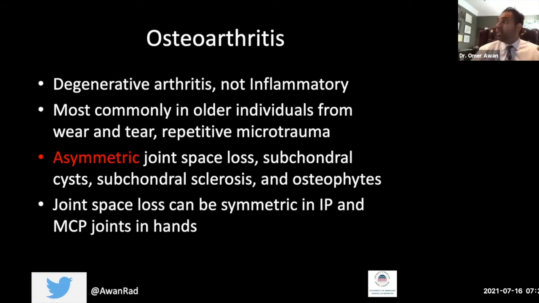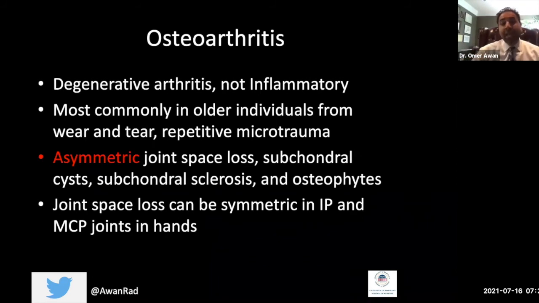So for example, in the knee, typically the medial femorotibial compartment is involved more than the lateral femorotibial or the patellofemoral compartment. But obviously, I'm sure you guys have all seen x-rays where all three compartments are involved, right? And that happens in end-stage OA. But initially, usually the medial femorotibial compartment is more classically involved. And you get joint space loss, subchondral cysts, subchondral sclerosis, and of course you get osteophytes or proliferation of bone, which is the hallmark finding of any degenerative arthropathy, right?